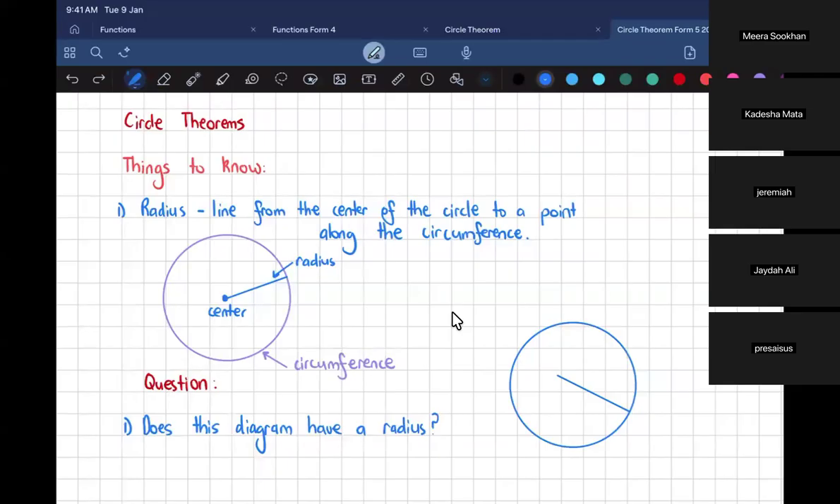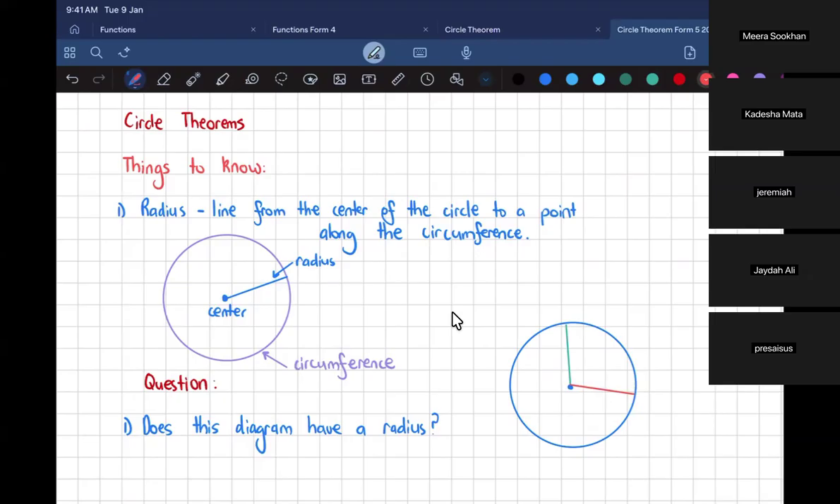The first thing I'm teaching is a radius. A radius is just a line from the center to any point along the circumference. So what if I were to do this now? Would it have a radius? Yes or no? Tell me fast. How many radii are you seeing in the diagram now?